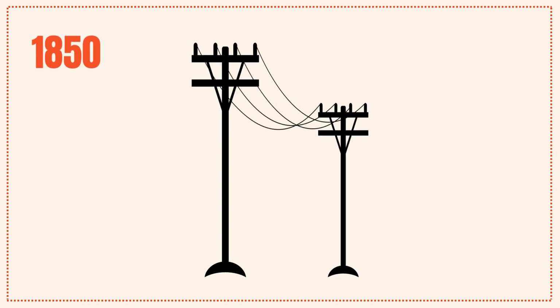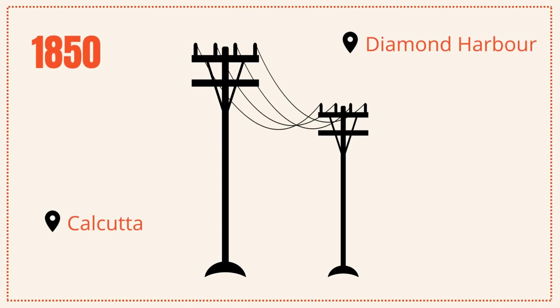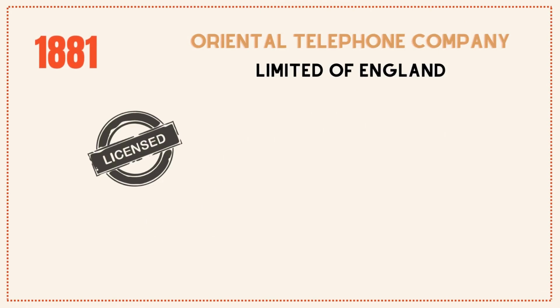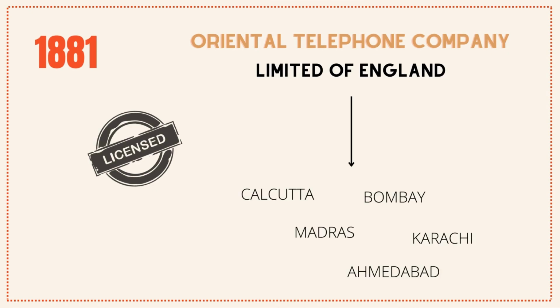In 1850, the first ever experimental telegraph line was established between Calcutta and Diamond Harbour. Soon after, in 1854, the telegraph facilities were opened to the public. In 1881, a license was granted to the Oriental Telephone Company Limited of England for opening telephone exchanges at Calcutta, Bombay, Madras, Karachi, and Ahmedabad. Therefore, the first telecom laws governing India date back roughly to this period.